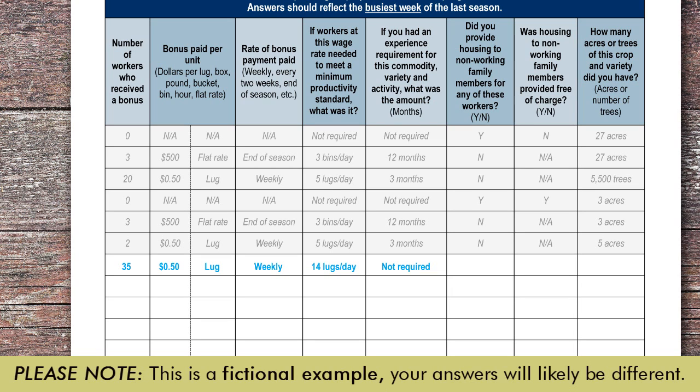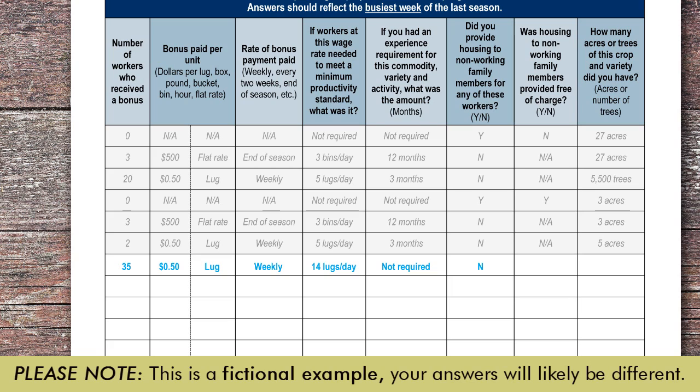Did you provide such housing to any non-working family members? If you provided such housing to even one non-working family member, your answer must be yes. At Mirror Pond Farms, we did not provide housing for any non-working family members of red cherry harvesters. Therefore, we answered no to this question and wrote an N.